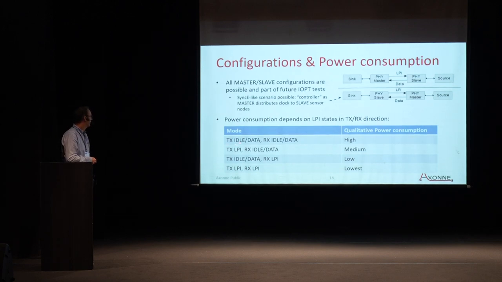Power saving wise, it depends in which direction you are going into LPI, because the power hungry thing is RX because of DSP stuff. Naturally, that's somewhat obvious. If both directions are still data and are not LPI, then power consumption is highest. It goes down when TX is going into LPI, and if RX goes into LPI, that gives you a bit more of a power saving opportunity. And the lowest is naturally when both are going into LPI; that significantly goes down. Application-wise, probably not so interesting.